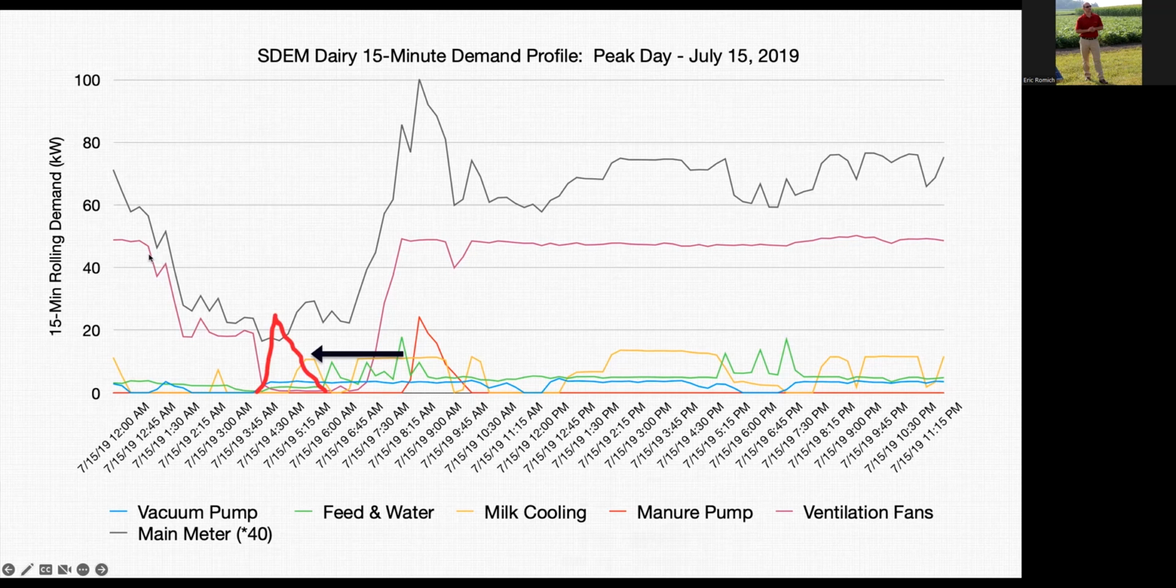As we discussed earlier, it was cool enough on this day that those ventilation fans, or those stir fans, kicked off around 3 o'clock, 3:30. And so there was this window of time where we could run that manure pump and mask the peak demand at a different time, because the peak demand of that manure pump is well below the plateau demand that we're setting here with our ventilation loads.